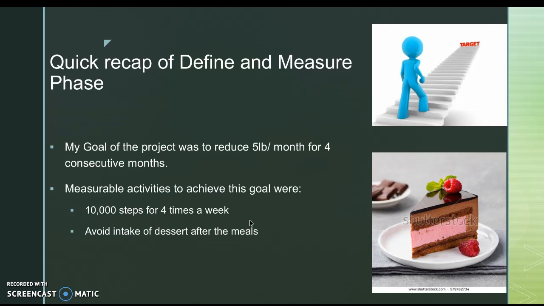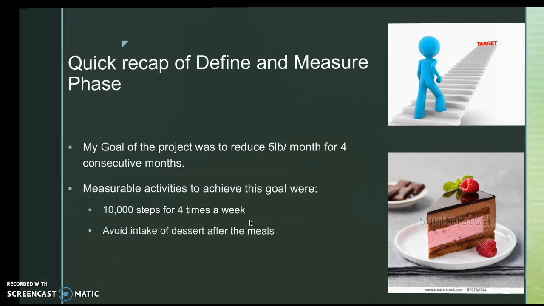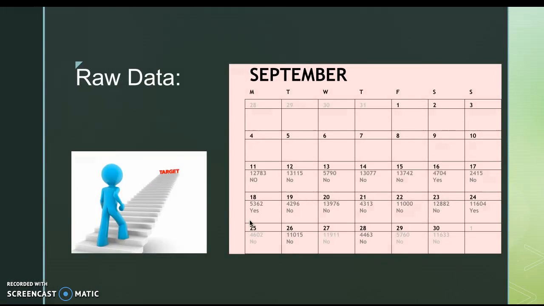I started collecting data in the month of September, and here is the data for September. Using an iPhone application, I tracked the steps I walked in a day, and for dessert intake, I would write on a calendar. If I did take a dessert, I would write yes; if not, no. And this is how my data looks. For example, I started collecting data from September 11th. As you can see, for September 11th, I have 12,783 steps walked on that day, and I did not take dessert.